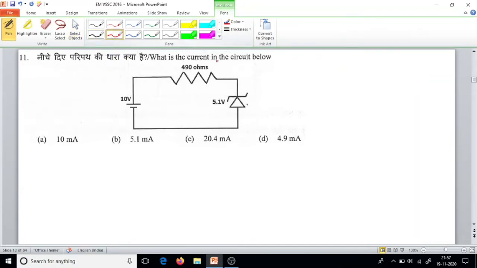Question number 11. What is the current in the circuit given below? One Zener is there. The Zener is used as a regulator here.